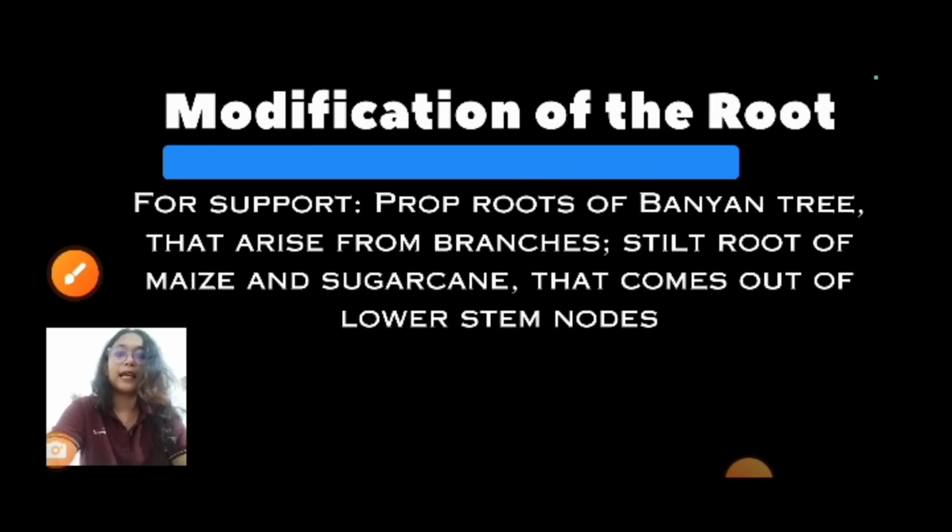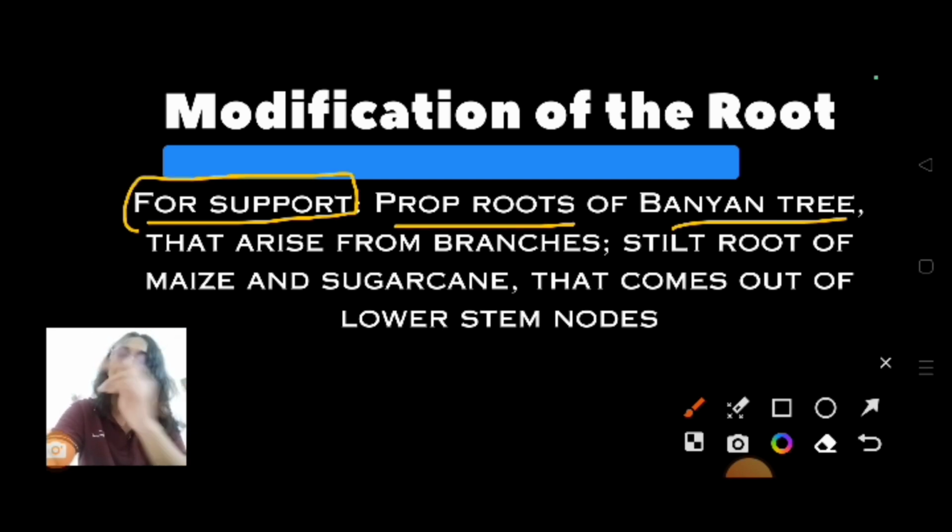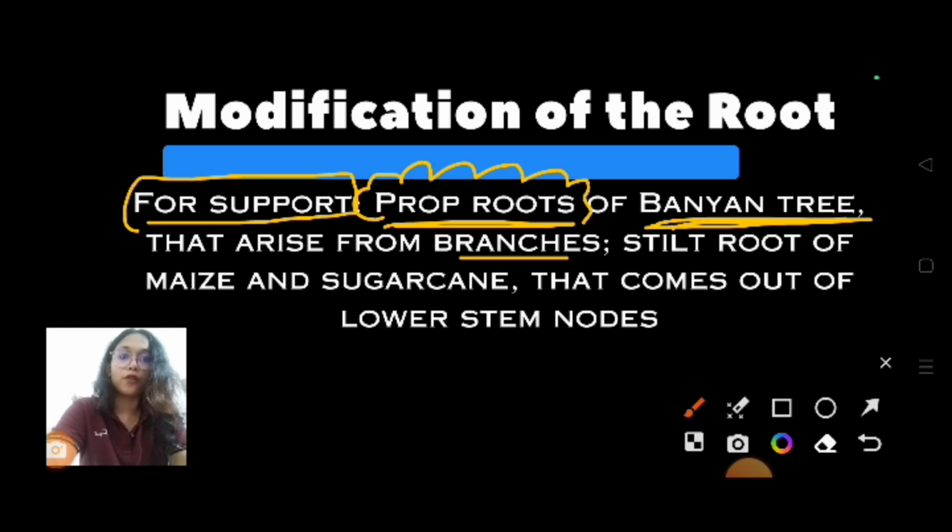Then moving on to the next slide, the second modification of the root is for support. For example, the prop root of the banyan tree. We have seen the banyan tree, how from the branch the roots used to come for support, so that they firmly attach to the ground to support the plant. That hanging root from the banyan tree is known as the prop root. That arises from the branches. Understood about the prop root? This is the prop root of the banyan.